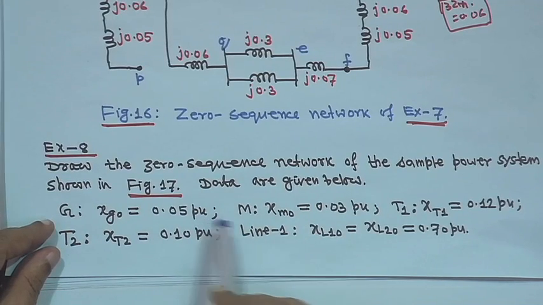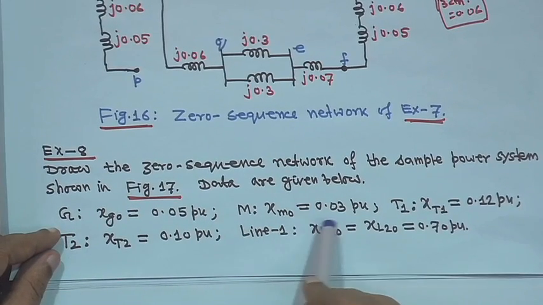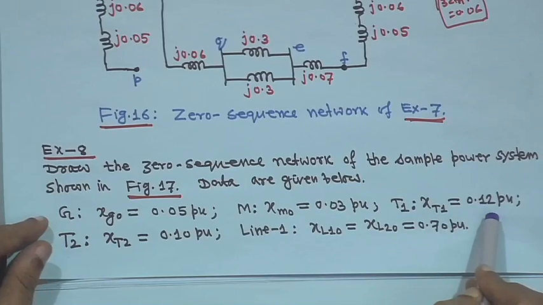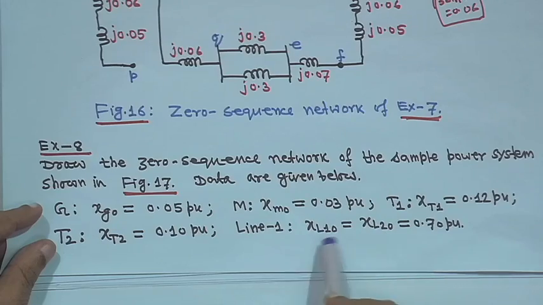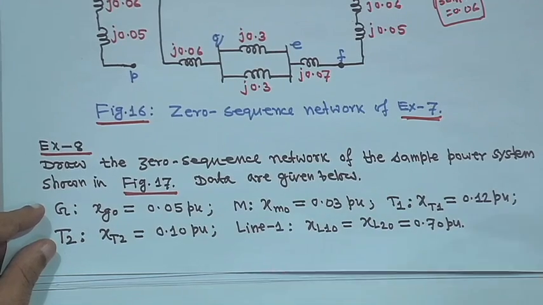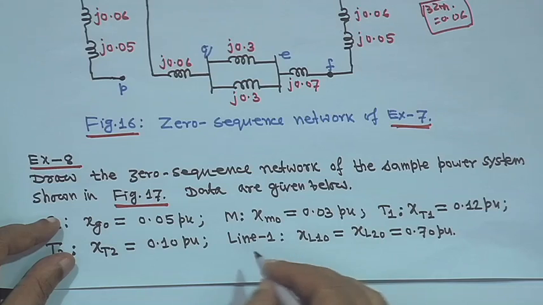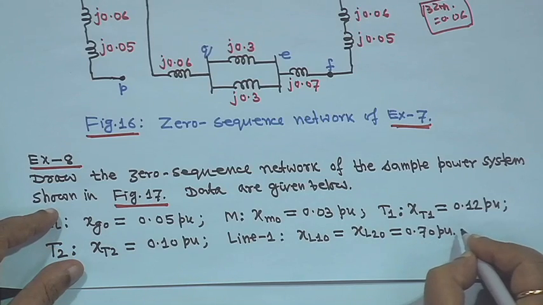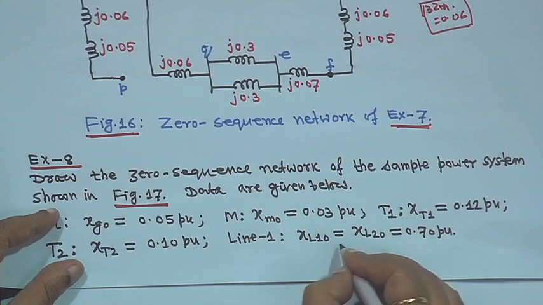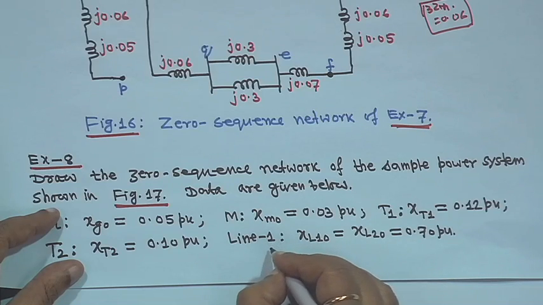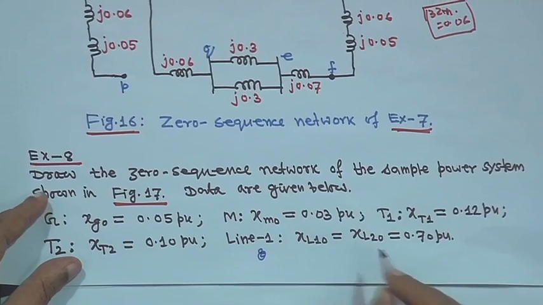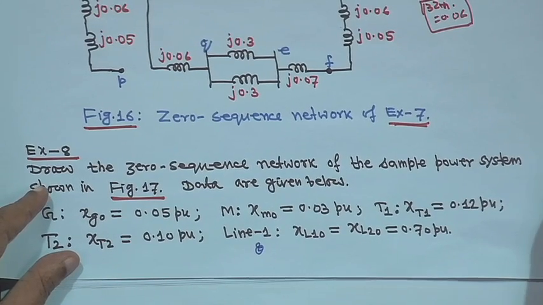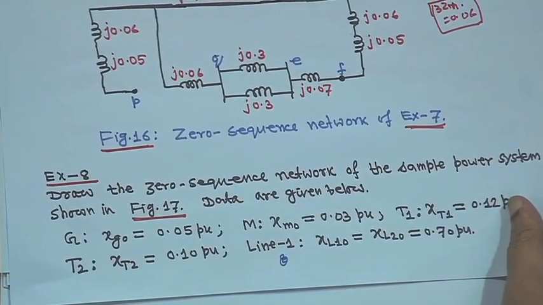Xg0 is given, your motor also is there, Xm0 is given, transformer T1 is also given, X22 is given. Line 1 and line 2 are both there, and both are actually equal. So, line 1 is XL10 and line 2 is XL20, two lines with equal reactance. All parameters are given, and you have to draw the zero sequence diagram.